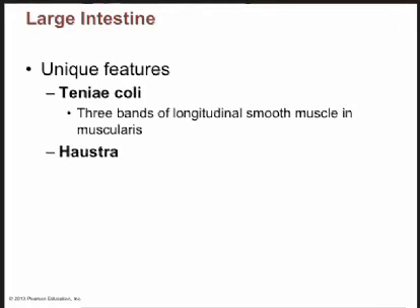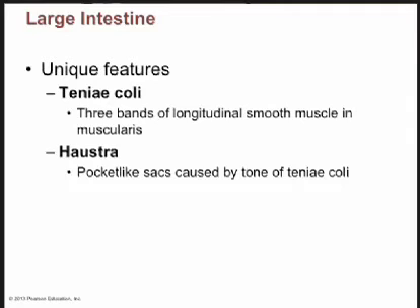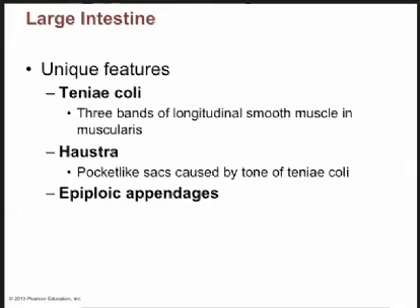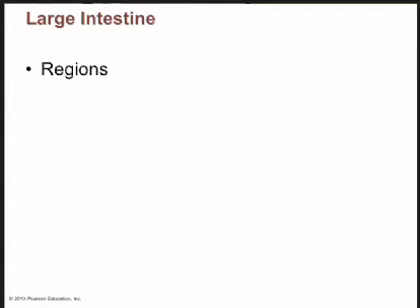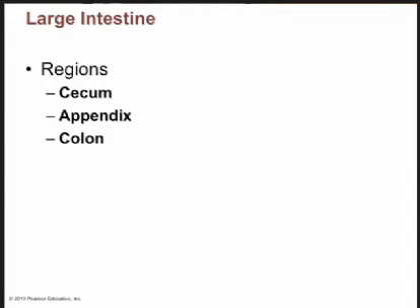The haustra are the pocket-like sacs that result from the contraction of these Teniae coli, and the epiploic appendages are simply fat-filled pouches of visceral peritoneum that extend from the Teniae coli. The different regions of the large intestine include the cecum, which is the first portion of the large intestine, the appendix, which hangs just below it, the colon, which has several parts, an ascending, a transverse, a descending, and a sigmoid colon, followed by the rectum, and then the anal canal, and that's the end of the trip.